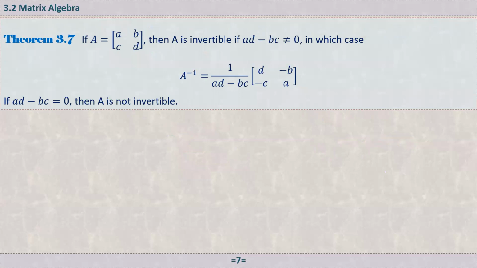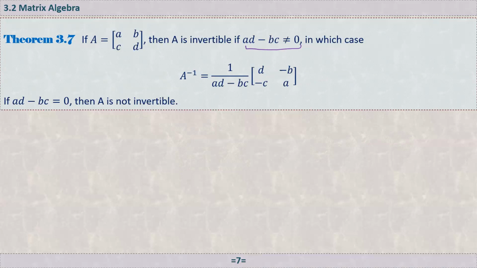All right, now let's start with how we find or evaluate the inverse of a 2 by 2 matrix. It says that if A is a 2 by 2 matrix whose entries are A, B, C, D, then A is invertible if AD minus BC is not equal to 0, in which case A inverse equals 1 over AD minus BC times the matrix. AD minus BC is just a scalar. We add this condition because it appears in the denominator, and we cannot divide any number by 0. If AD minus BC equals 0, then A is not invertible.